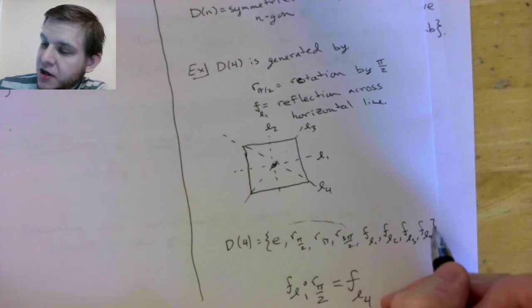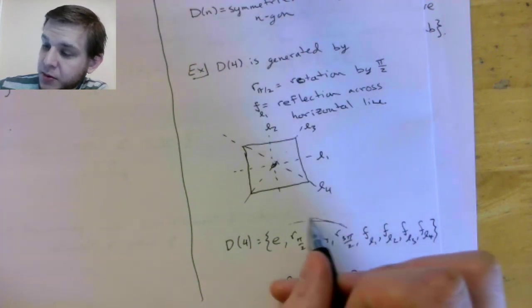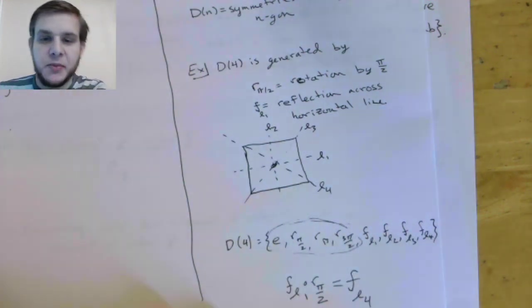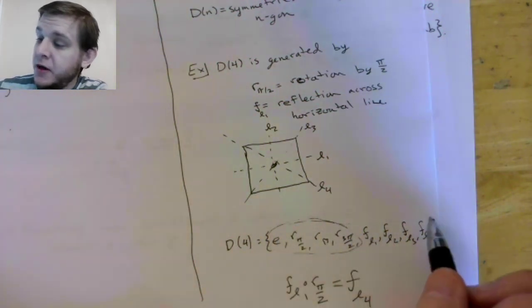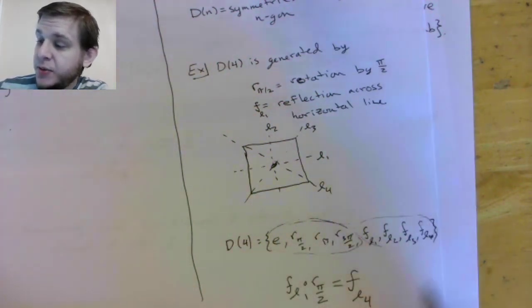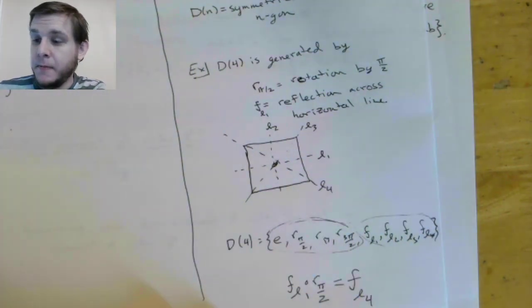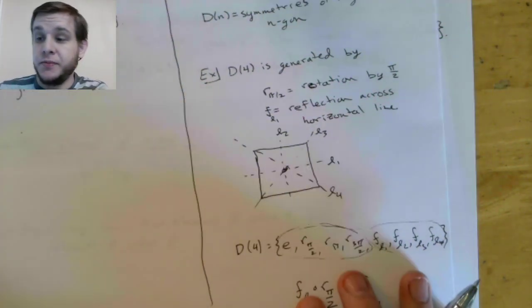These reflections are a coset of this subgroup. So this will come up in our classification later, that we have a subgroup of order 4, and we have a coset of this subgroup, which is the 4 reflections. And they're all order 2.